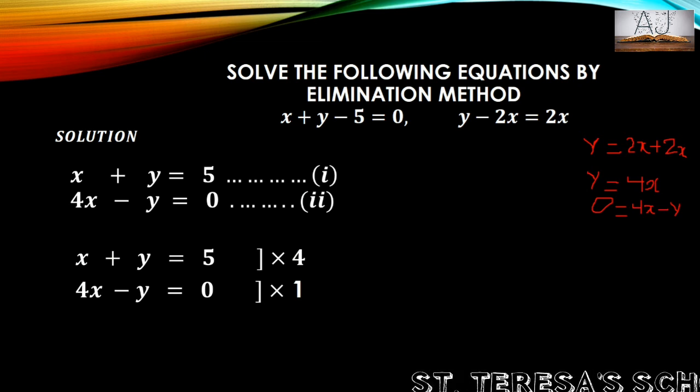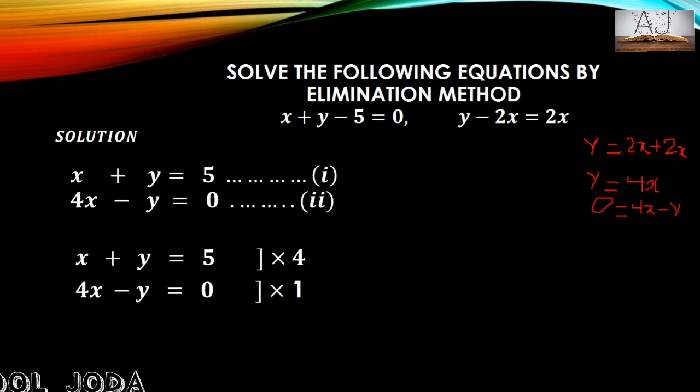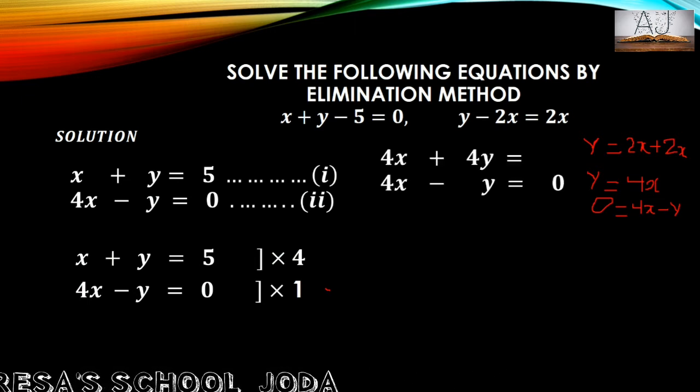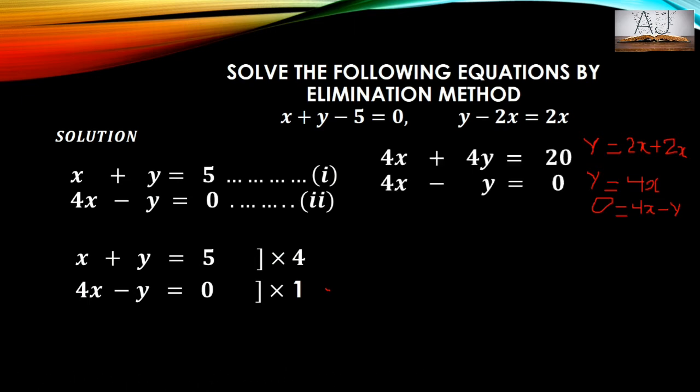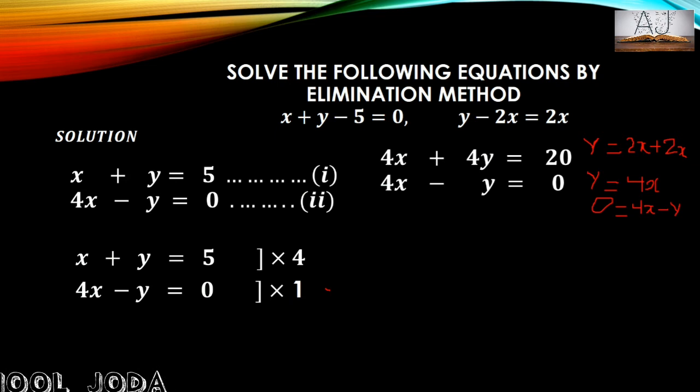Now we'll write both the equations and try to make one of the variables equal. I have tried to make x equal. LCM of 1 and 4: before x you can see in the first equation 1 and in the second equation 4. So LCM of 1 and 4 is 4. So in the first equation I have to multiply by 4. So 4 multiplied to all, 4x plus 4y equal to 20. And in the second equation if I multiply by 1, it remains the same, 4x minus y equal to 0.